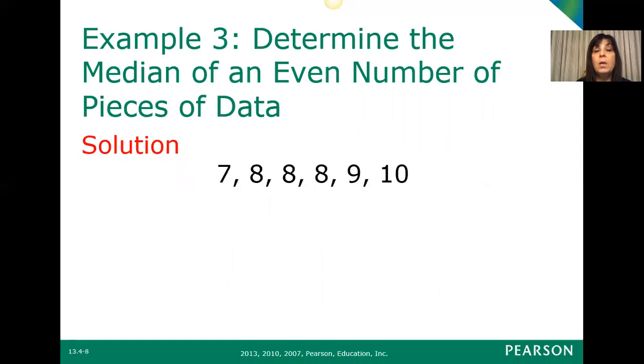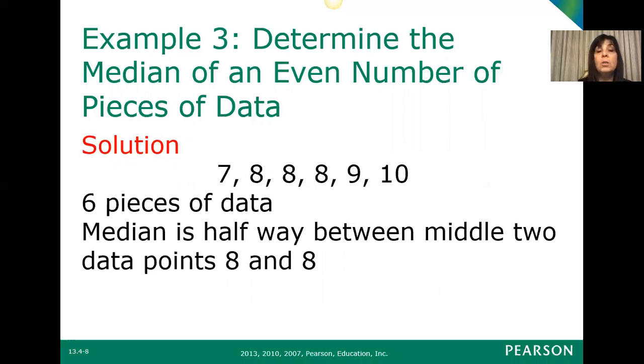For the other example I had a 7, 8, 8, 8, 9, and 10, and again an even number. There are 6 of them. This time I will take the average of the 2 middle ones, which happen to be the 2 8s, the second and the third 8. So again, the 2 8s, if you take an average of them, you will get an 8. So this time, even though you have to take an average, the result did come out to be one of the pieces of data.